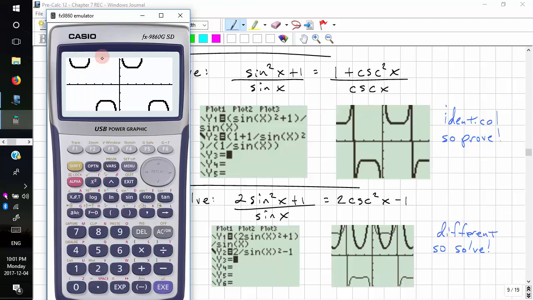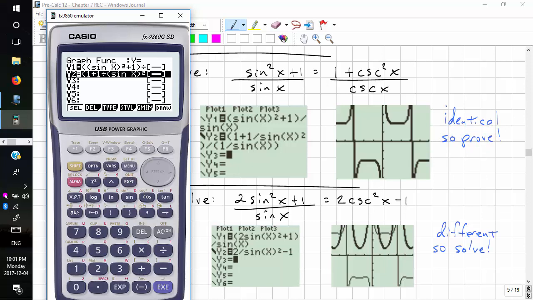Okay, you can see it quickly trace out. The second one went on top of the first one. They're identical, so we want to prove them. Okay, let's look at the second function. Let's delete. Actually, I don't want to delete it. I just want to modify it.